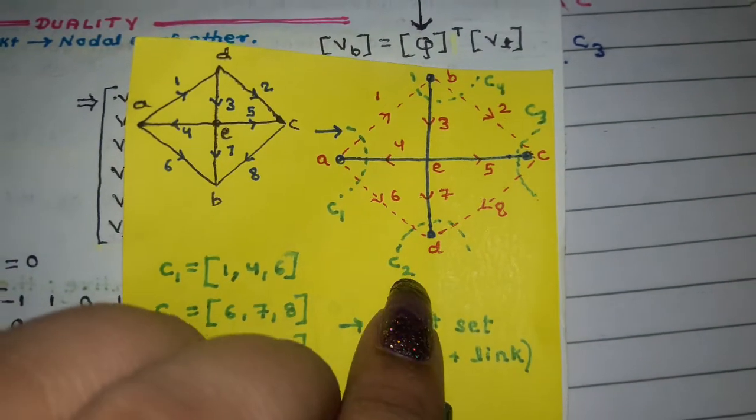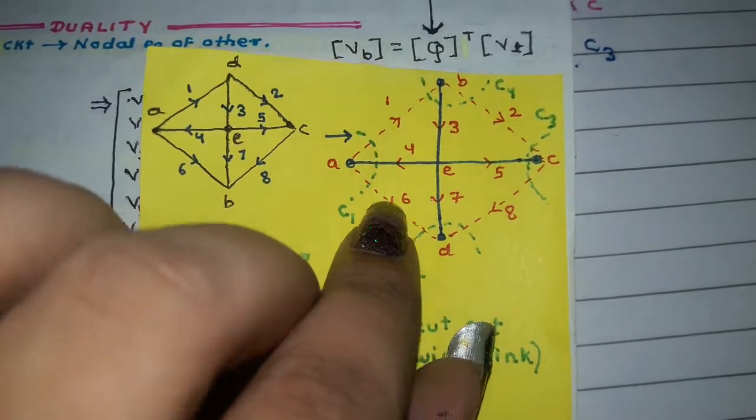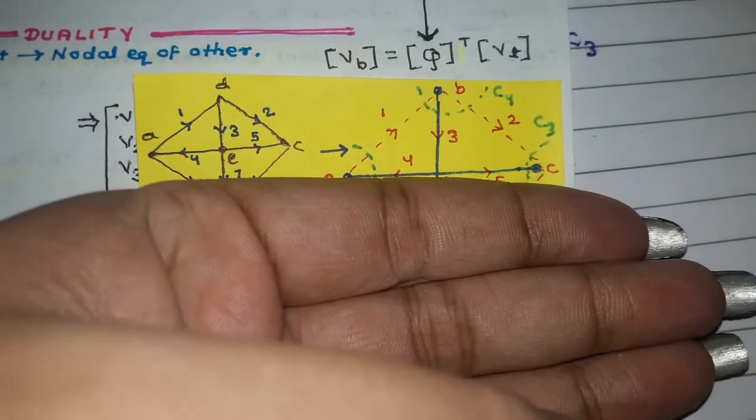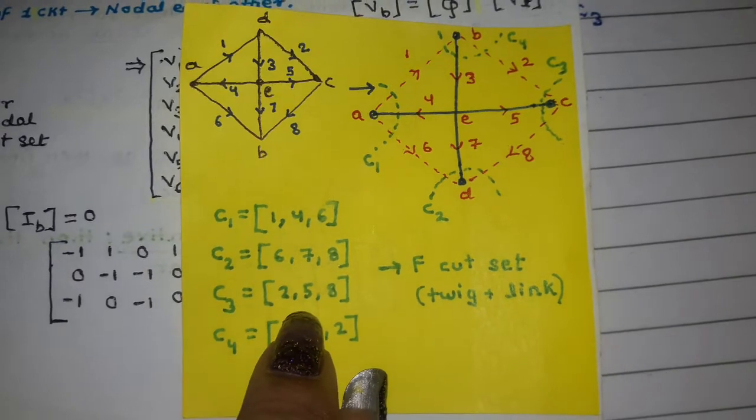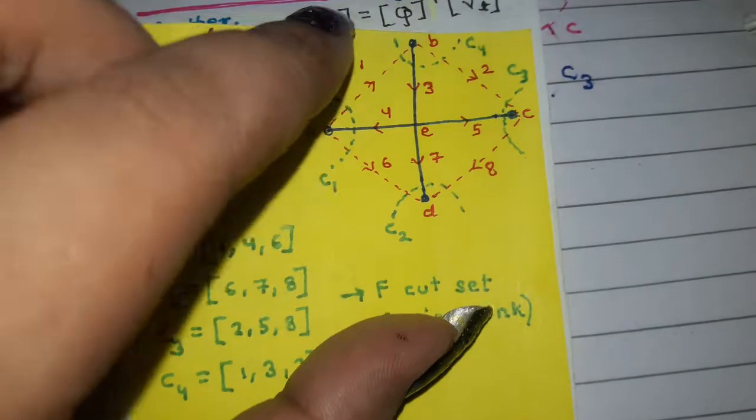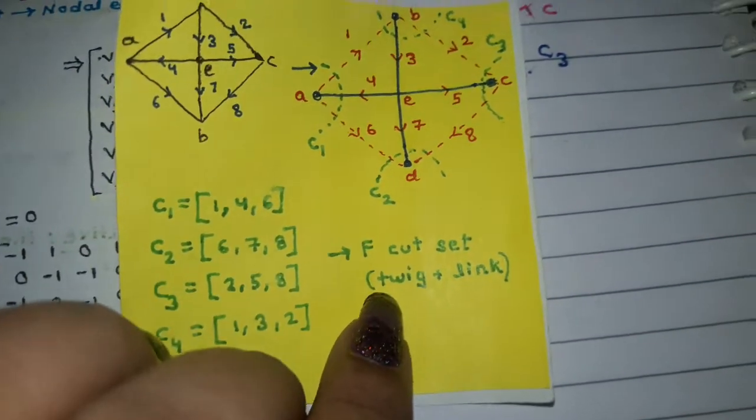Now let's move on to cut set number 2. Here you have twig number 7 and links 6 and 8. So for C2 it will be 6, 7, 8. If you remove these, you get half of the graph. For C3 this will be 3, 5 and 8. And for C4 this will be 1, 3 and 2. So this is all for the fundamental cut set, twig plus links. This is all for network topology. This is the entire sheet, and this entire sheet has been completed.